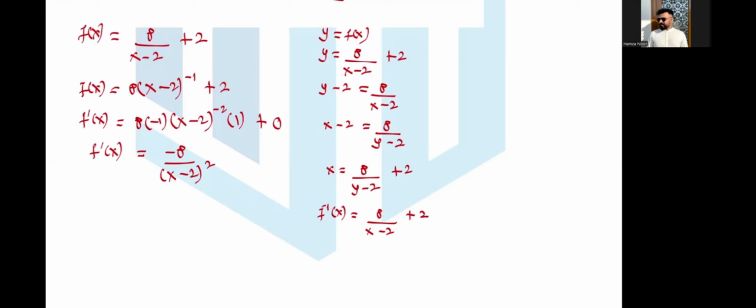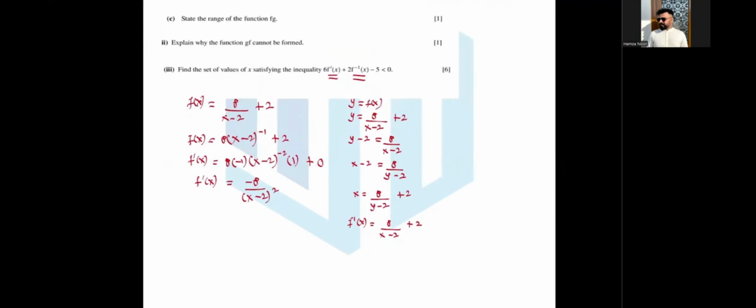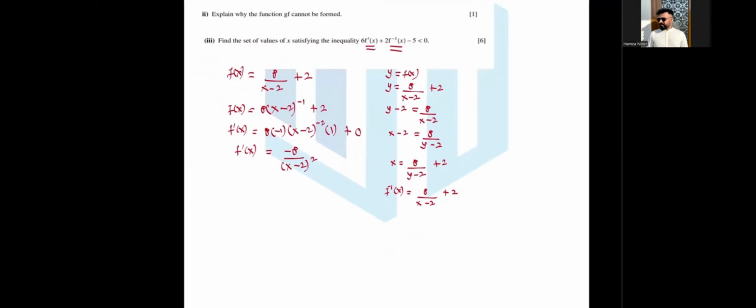So in this particular case, the original function is equivalent to the inverse function. So this is the concept of the self-inverse. All right. So f inverse x is equal to 8 over x minus 2 plus 2. So what we need to do is solve this inequality over here.